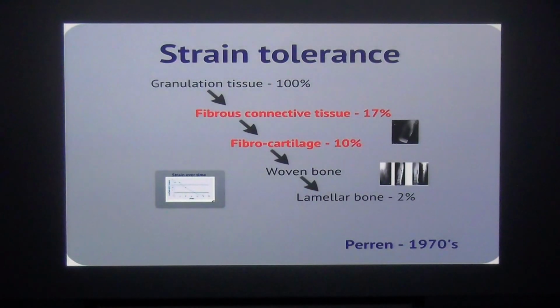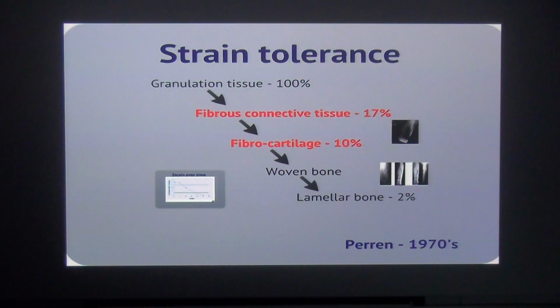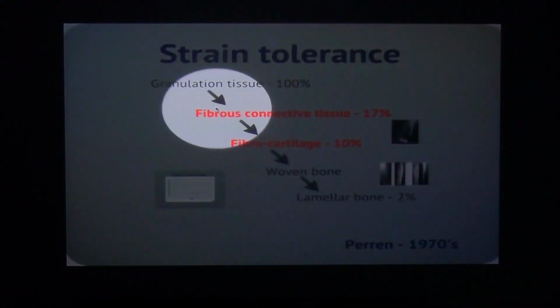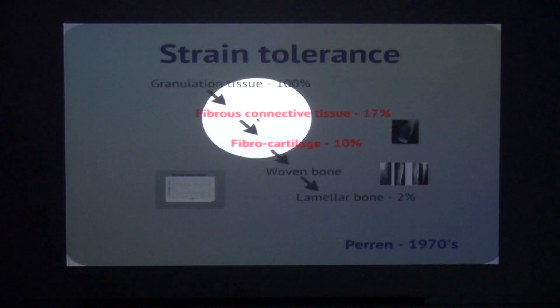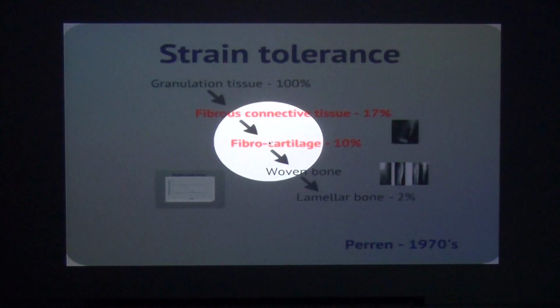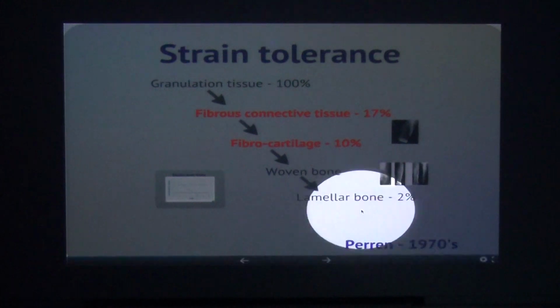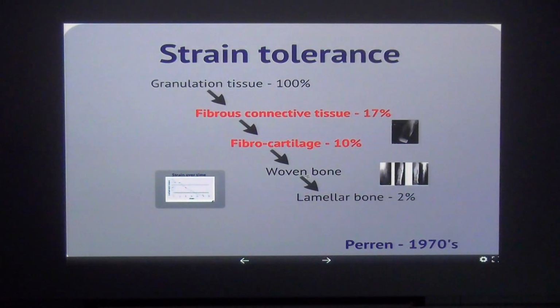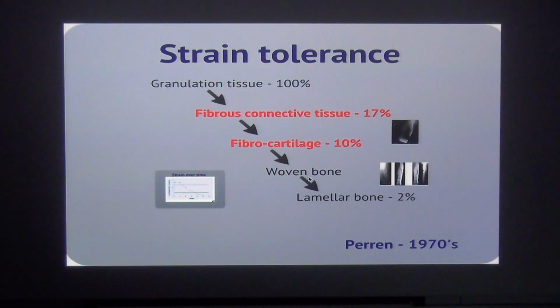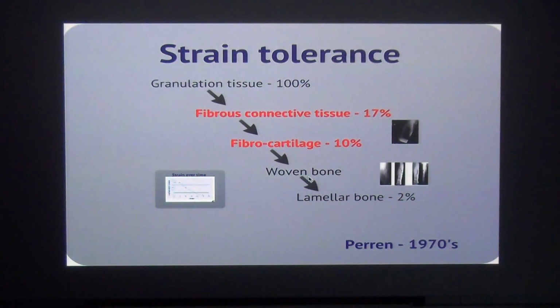Great. And of course there's this thing called strain tolerance. So we have this cascade, don't we? It starts off with granulation tissue, then fibrous connective tissue, then fibrocartilage, then fibrocartilage with woven bone, and then lamellar bone, which is obviously the finished product. Why not go straight from granulation tissue all the way down to lamellar bone? Why not just miss out the middleman and go boom, straight to it?